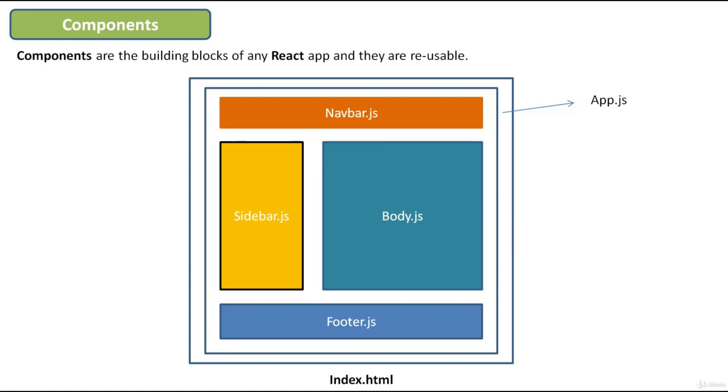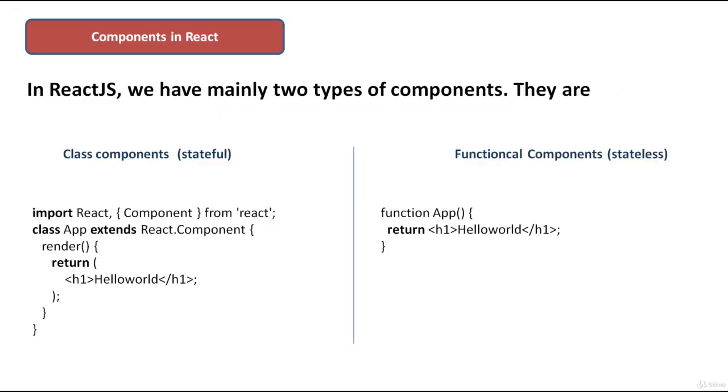Here in the app.js component, we have the navbar component, sidebar component, body.js component, and footer.js component. These are all the child components of the app.js component. This is the component structure in React. Now let's see the different types of components in React.js.